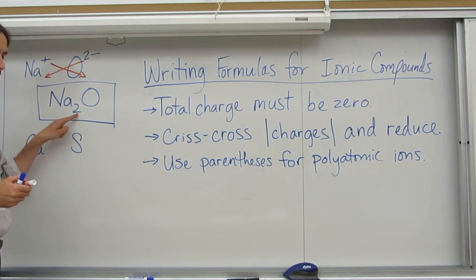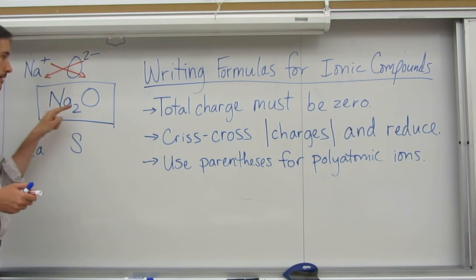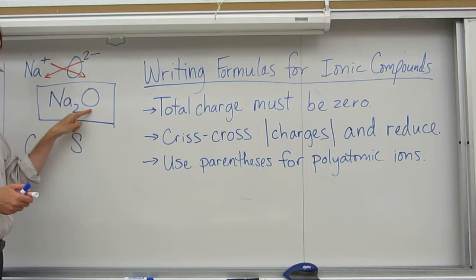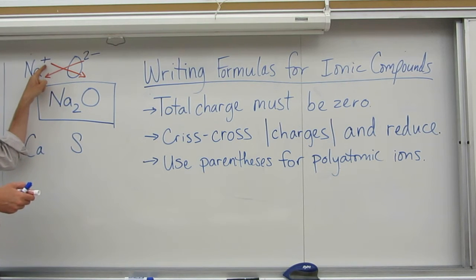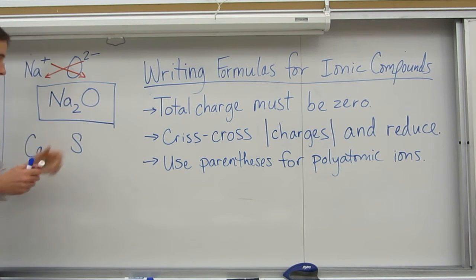This subscript tells you how many of each atom you have. So Na2O: 2 sodium ions for every 1 oxide ion. That makes sense based on the charge, because this is +1, so we need 2 +1s for every -2. Next one is calcium and sulfur. So you take a look at calcium, find it on the periodic table. It's element number 20, which is in group 2. Calcium is 2+. Sulfur is right underneath oxygen in group 16, and that's 2-.